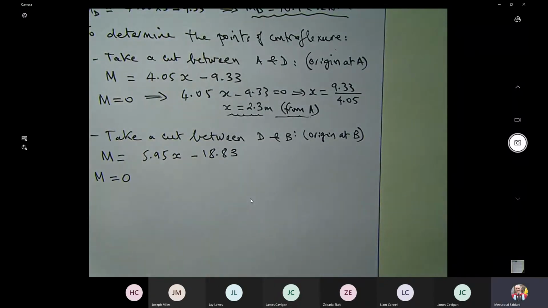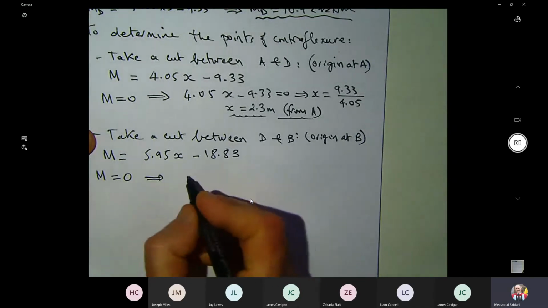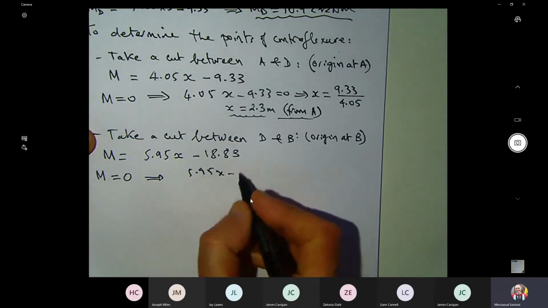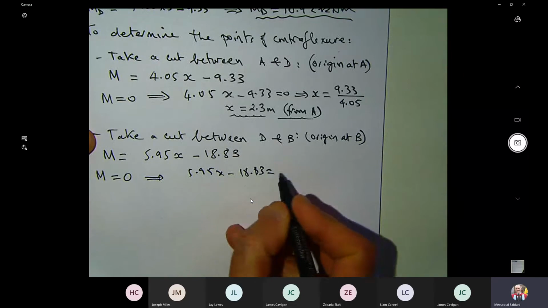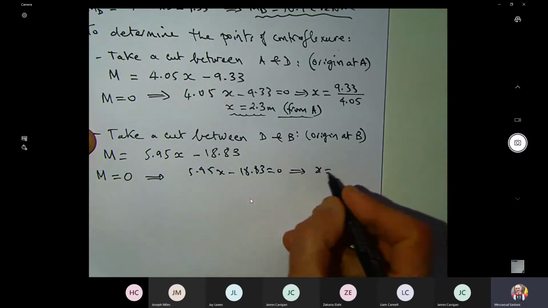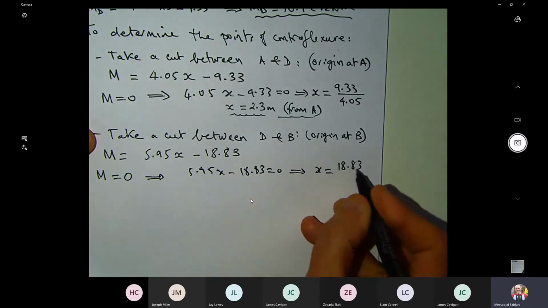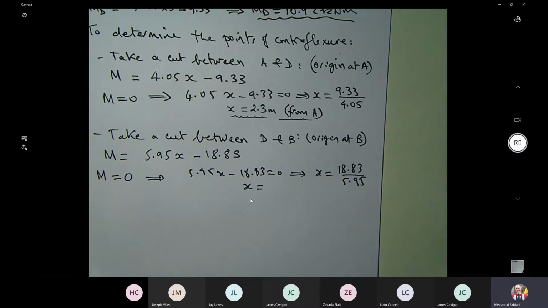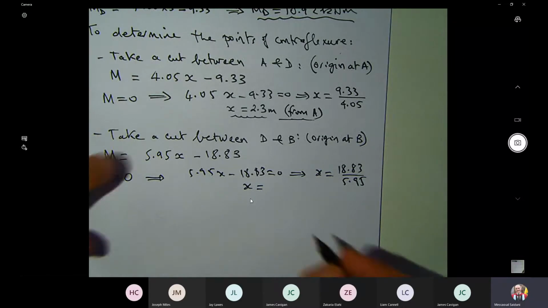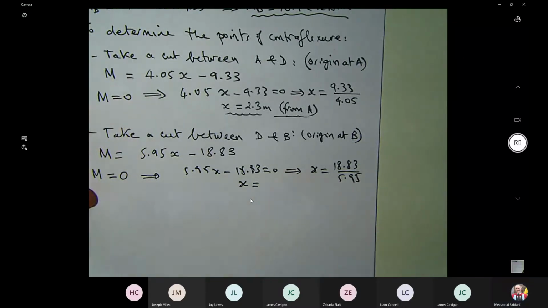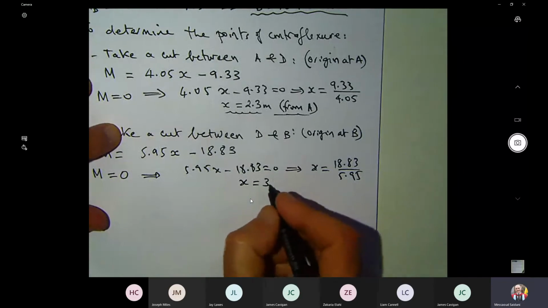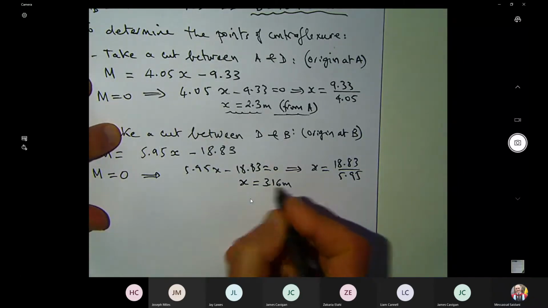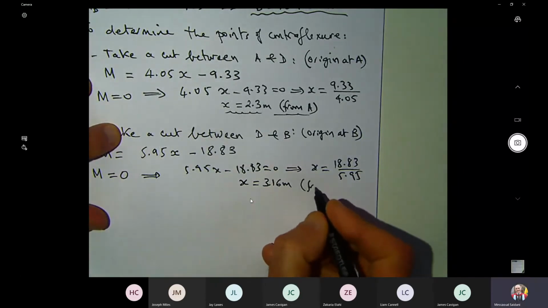So M is 0, we have 595x minus 1883 equals 0, which gives x is 1883 divided by 595. What does it give, please? 3 point something? 3.16 from B.